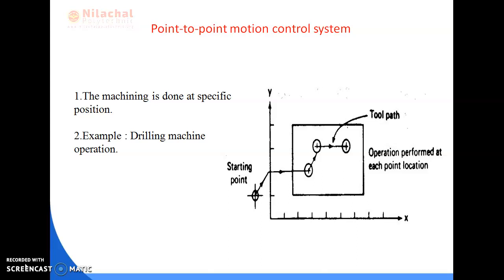But during the motion from point 1 to point 2, the tool will not work. Simply it will move from point 1 to point 2, then from point 2 to point 3. After reaching point 2, it will start its machining operation. Then it will simply move from point 2 to point 3, and after reaching point 3, it will start its machining operation. That is known as a point to point motion control system.